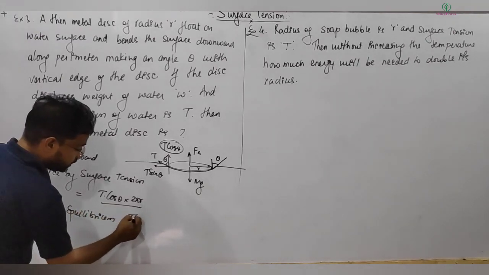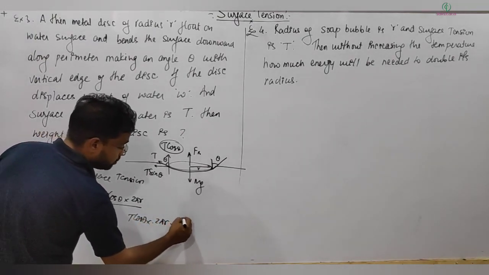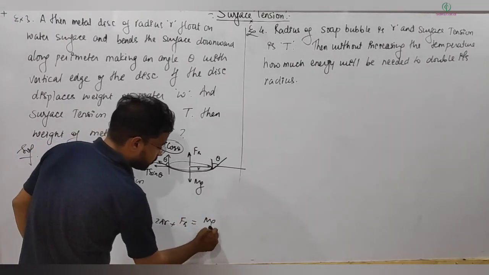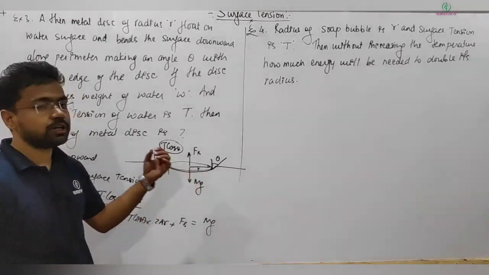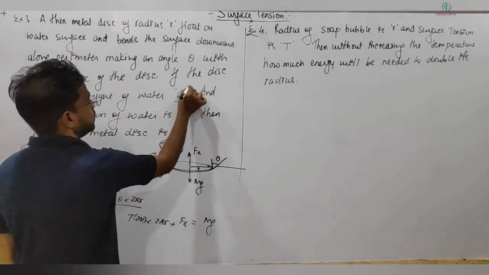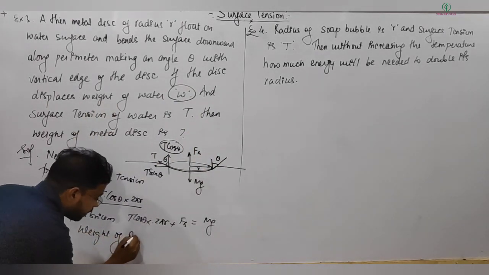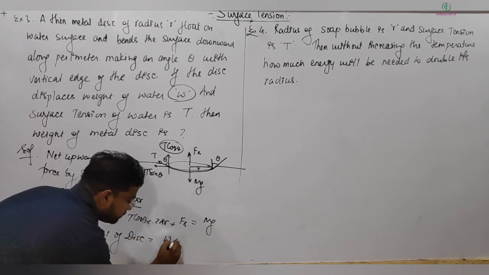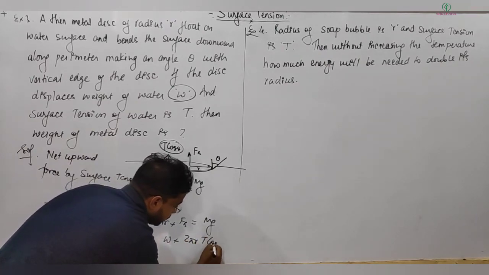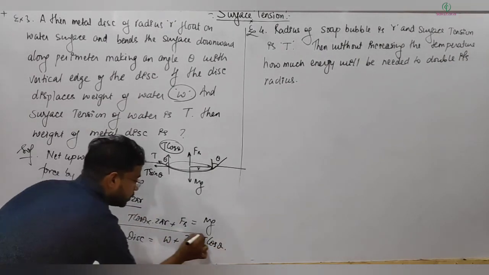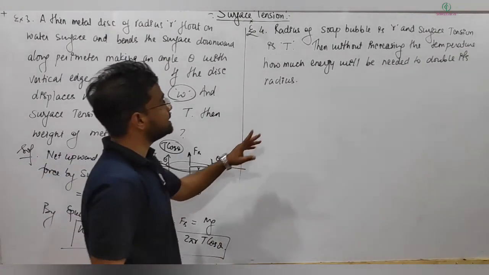T cos theta into 2 pi r plus the buoyancy force is balancing the weight of the disc. The buoyancy force is equal to the weight of displaced water, which is given as W. So I can write the weight of the disc is equal to W, the buoyancy force, plus this, that is 2 pi r into T into cos theta, and this will be the answer to the problem. I hope it should be making sense to everyone. Let's see the next case here.